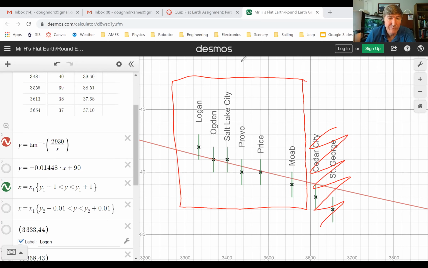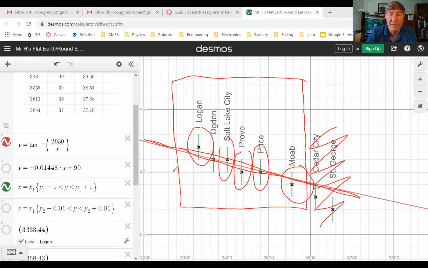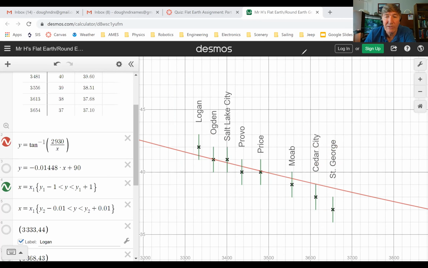Let me close this window here because it's kind of blocking my view. If all you're looking at is this data, you see the line here, which is our mathematical model, it passes through each one of those groupings. Now, admittedly, down here in Moab, it passes through the upper part of the grouping, and up here in Logan, it passes through the lower part of the grouping, but it passes through there. Every single one of those groups, that line passes through it. And so because of the uncertainty, we cannot say, based on this data right here, that we have proven that the Earth is not flat, because the line passes through the data points.